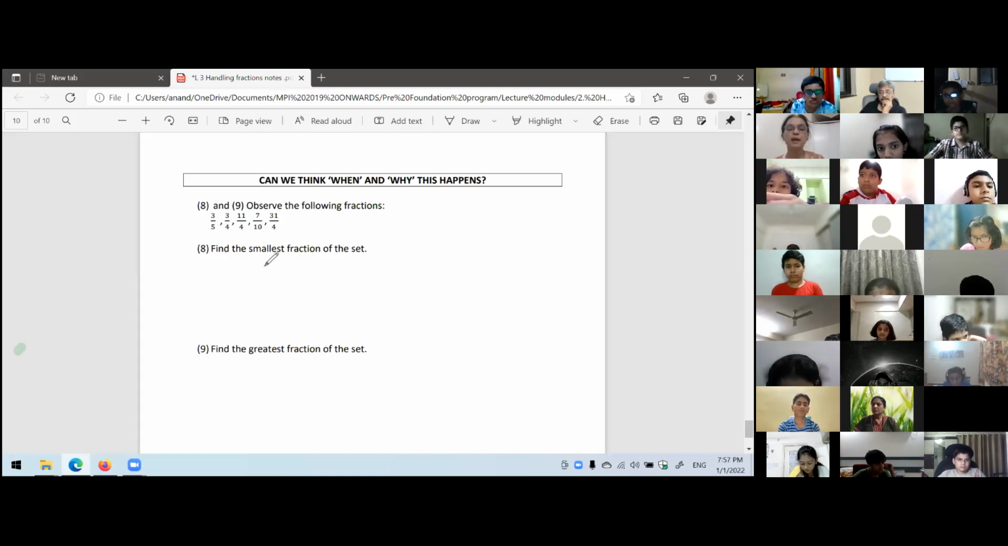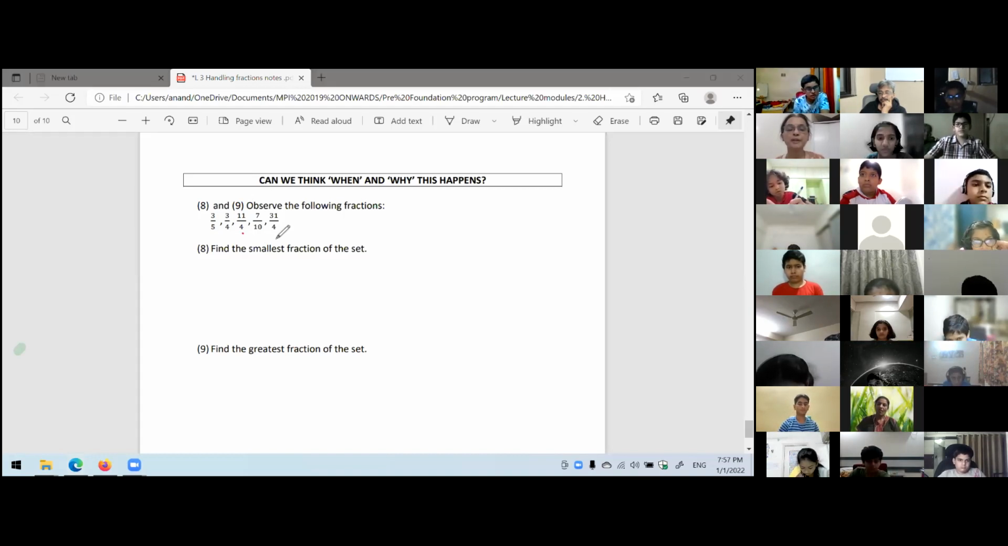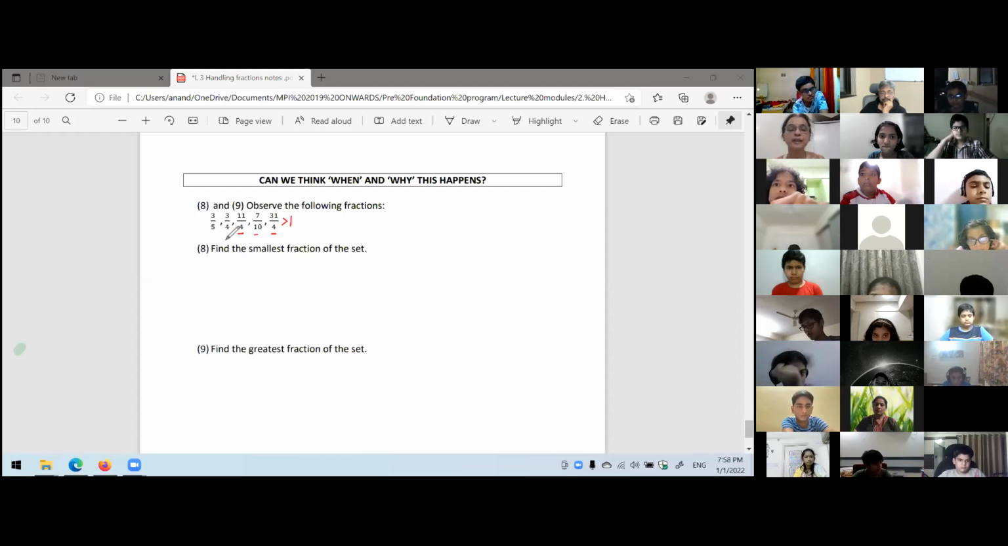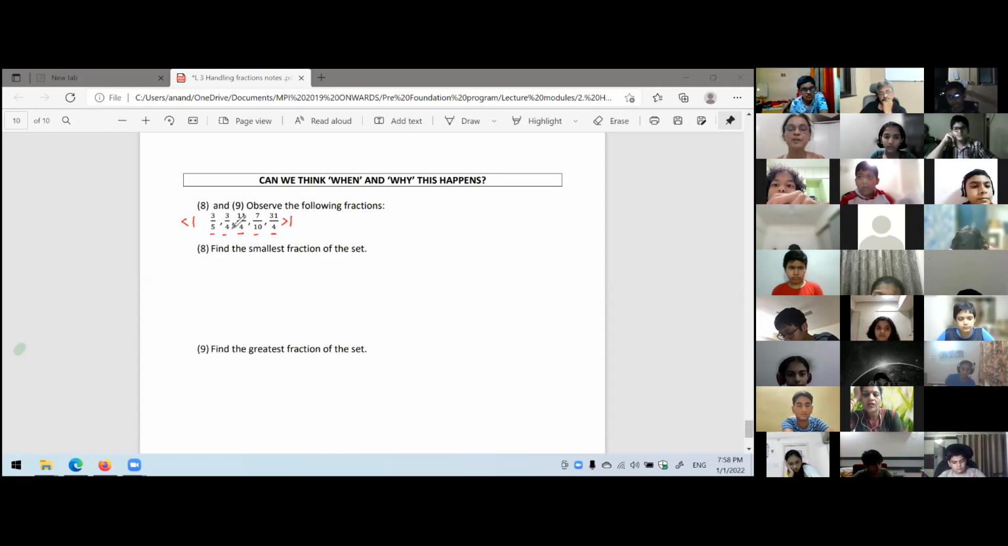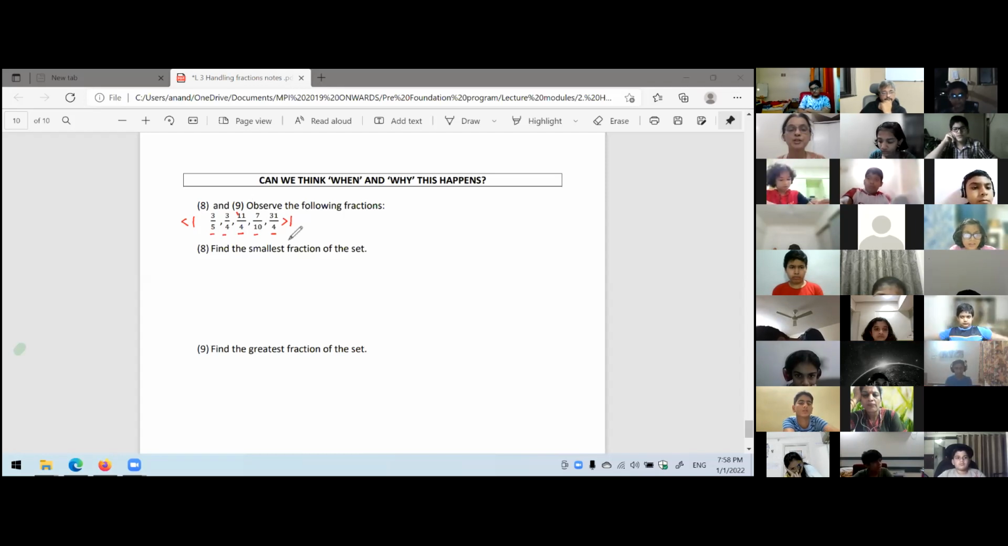Now, I want the smallest fraction. When I see 11 upon 4 and 31 upon 4, they are improper fractions, so they are greater than 1, and these 3 are proper fractions, so they are smaller than 1. Now the smallest fraction will definitely be from these 3 which are smaller than 1. They cannot be from the improper fractions. So from the smallest fraction race, these 2 fractions are ruled out.